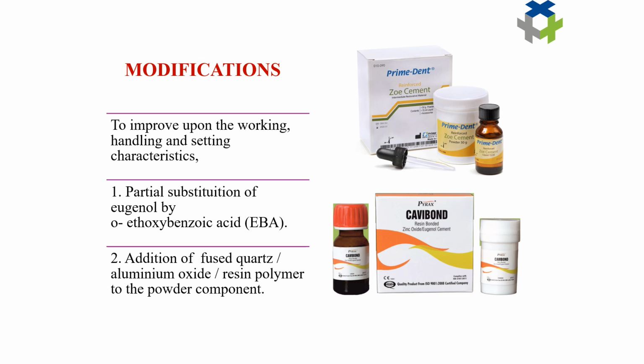And coming on to modifications of zinc oxide eugenol, to improve the working properties, handling and setting characteristics, we have the partial substitution of eugenol, so why do we need this? Because eugenol causes irritation in most individuals. So that's why we have the partial substitution of eugenol by orthoethoxybenzoic acid and addition of fused quartz, aluminum oxide and resin polymer to the powder component.